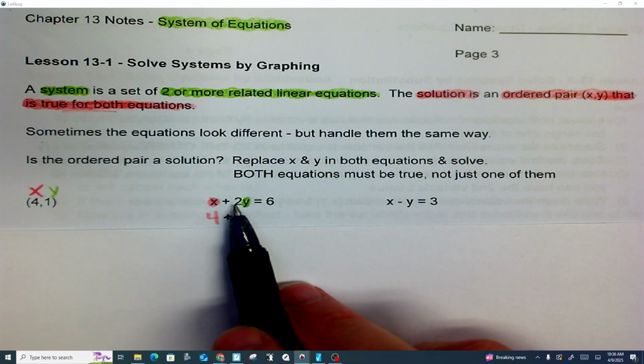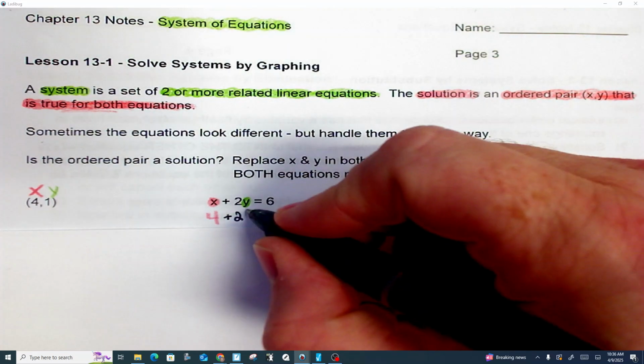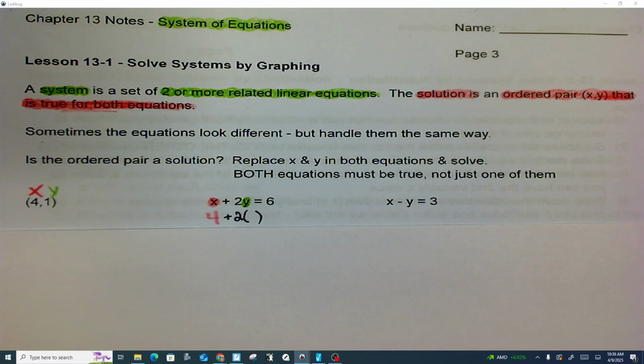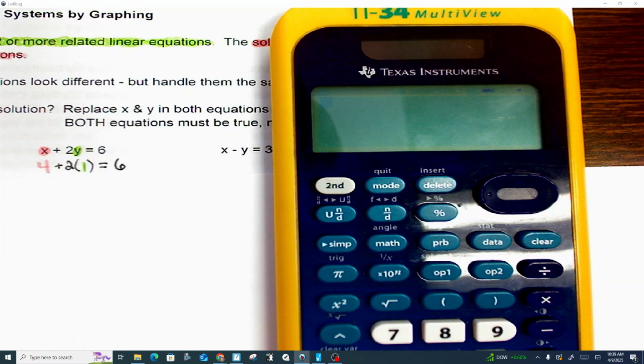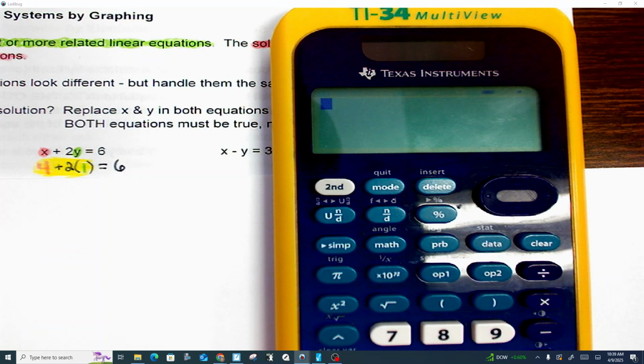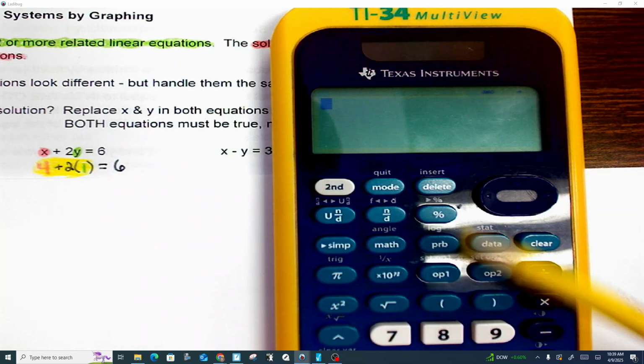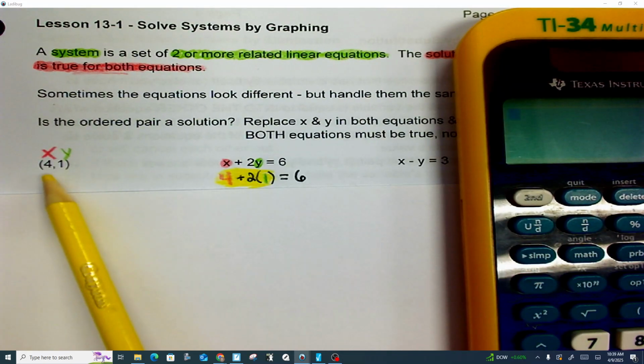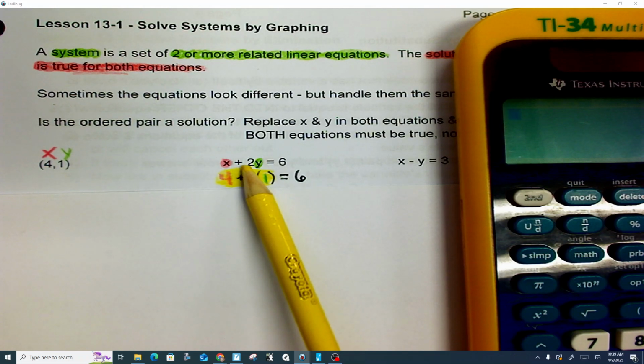Now, what is the y doing to the 2? It's multiplying. So I'm going to put parentheses in this right here, so that way I can remember, oh yeah, the 1's got to be multiplying the 2. Okay. Now I'm going to go ahead and just bring down the equals 6 right here, but from this part right here, if you have a calculator, it's actually very, very quick and simple. So if we type in 4 plus 2 times 1, this highlighted part right here, into our calculator, and we hit enter, and if it tells us that it's 6, then what that means is that, hey, this ordered pair is a solution to this one equation.